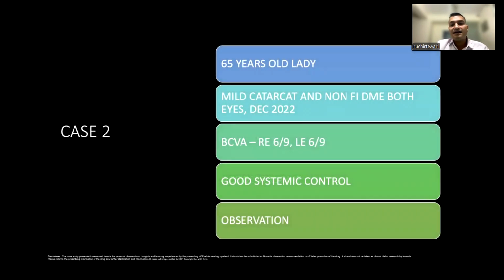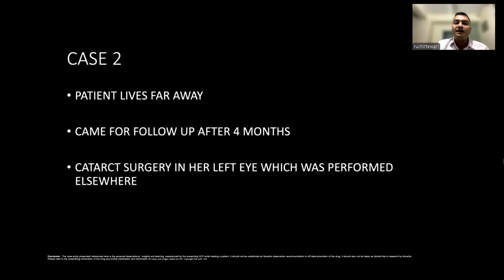The next patient is a 65-year-old lady. She had mild cataract and non-fovea involving DME. BCVA was 6/9, both eyes, good systemic control, and she was kept under observation. Patient lives far away. She came for follow-up after 4 months.